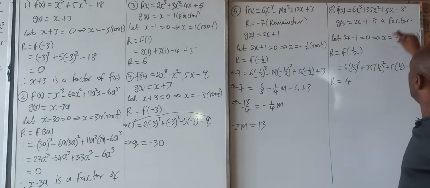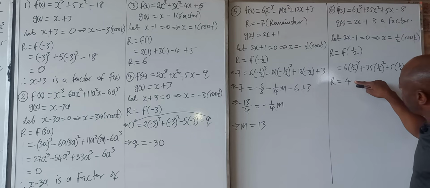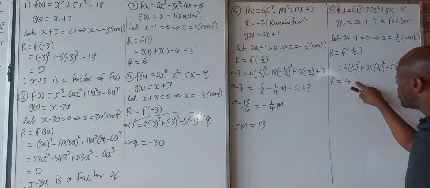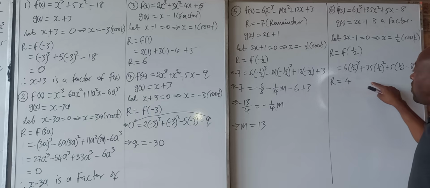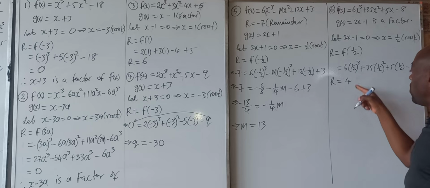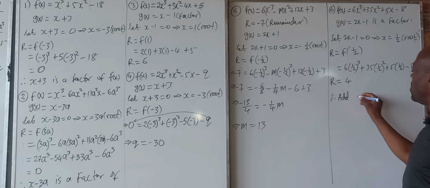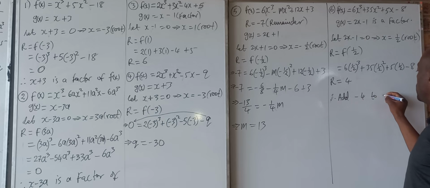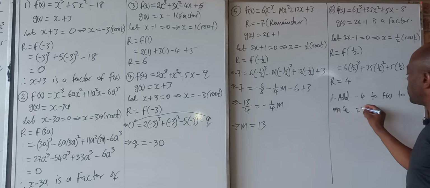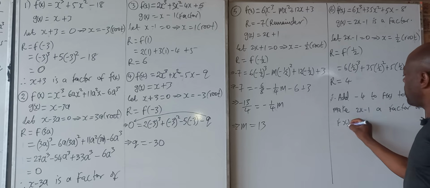So to get that number that when you add it into f will make g a factor, you need a number that can make this remainder 0. Since this remainder is a positive 4, it is only by subtracting 4 from it that you see 0. So that number to add into f of x should be negative 4, which will make this remainder 0. So I'll therefore say I need to add negative 4 to f of x to make 2x minus 1 a factor of f of x.